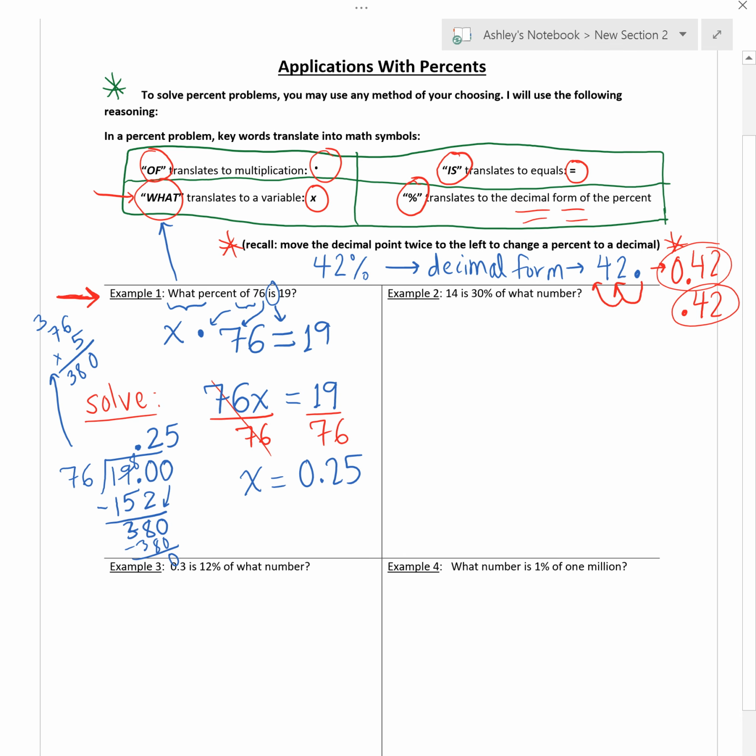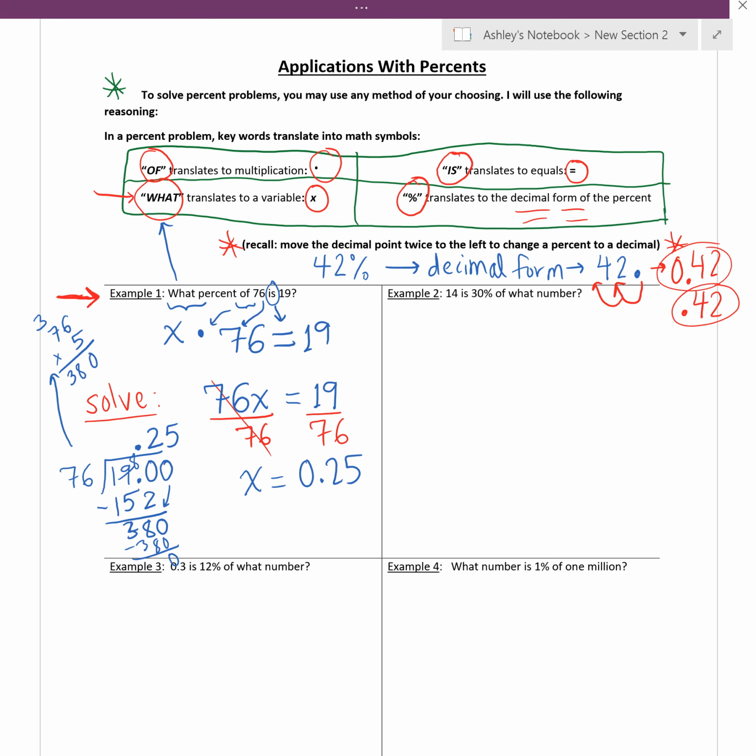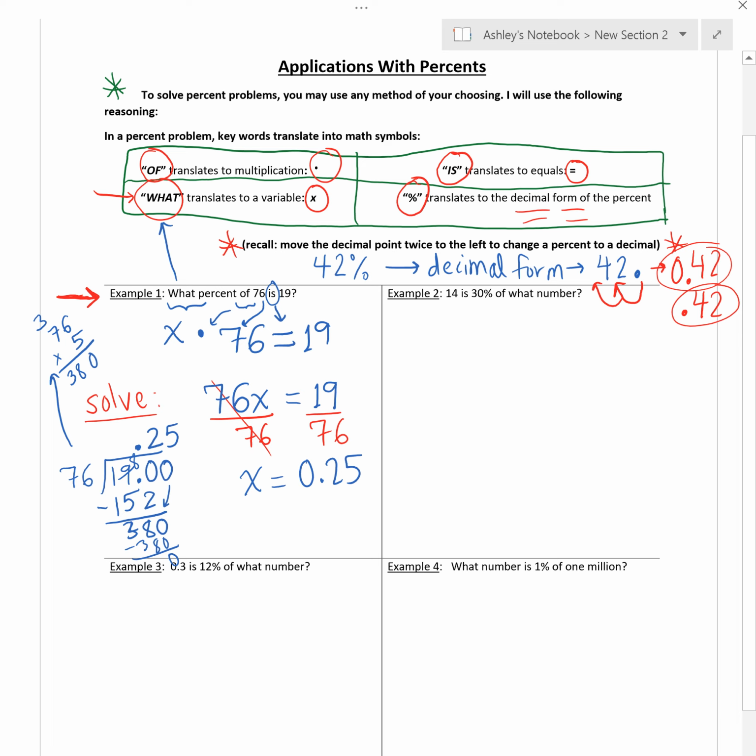0.25, but you have to be careful because just like we said, if you're given a percent, you want to translate it into a decimal. If your answer is a percent, if you solve an equation where your answer is a percent, you're going to have to change that back into percent form. So we're going to have to go backwards from what we talked about earlier.